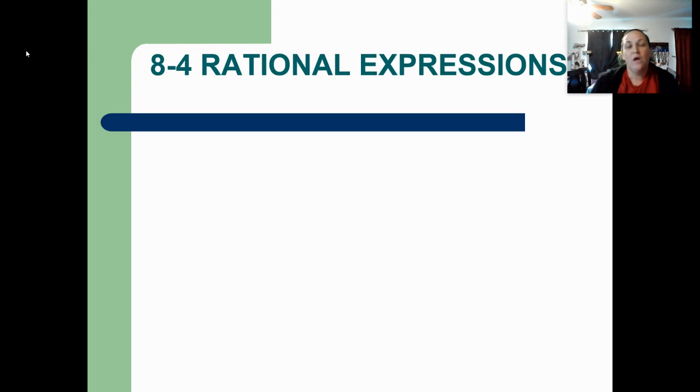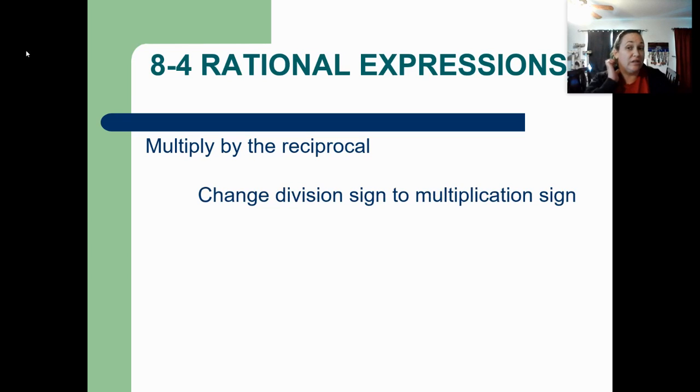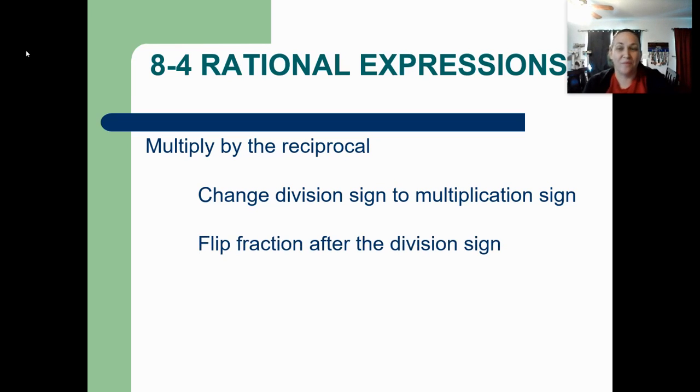For division, the extra step is we don't ever divide fractions. That's not how we deal with that. If you see a division problem, you're going to instead multiply by the reciprocal. That means you change the division symbol into a multiplication symbol. The reciprocal is taking a fraction and flipping it upside down. Specifically, flip the fraction that's immediately after the division sign. Don't flip the first fraction, flip the second fraction upside down. After that, it's a multiplication problem, and that's what we were learning about yesterday.